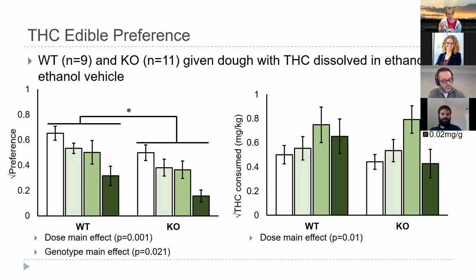So when it comes to preference for these THC-containing edibles, we do see some dose-dependent effects wherein, if the dose is increased, the preference for the dough decreases. However, we also see some genotype-dependent effects, wherein these knockout mice actually show lower preference for the THC-containing dough than the wild-type mice do. This is very interesting, though, when we look at the amount of THC that's actually being consumed by these mice, that doesn't have any genotype-dependent effects occurring.